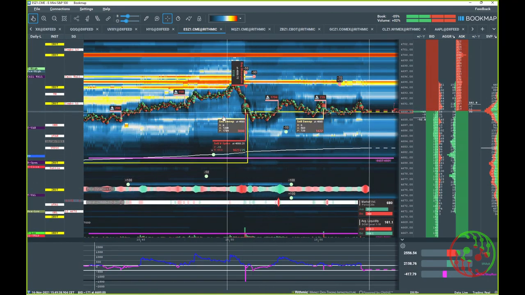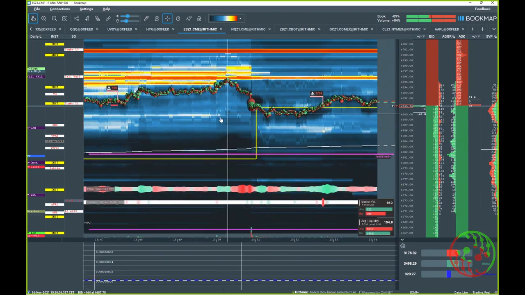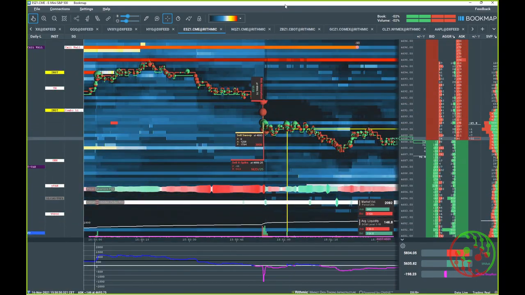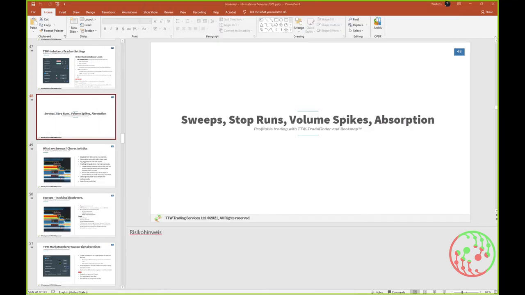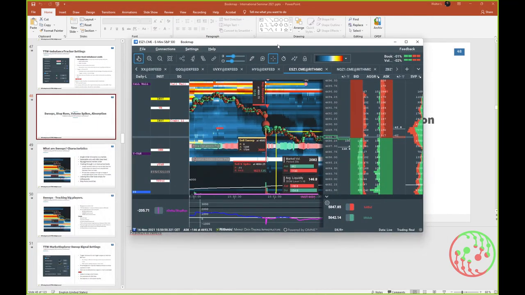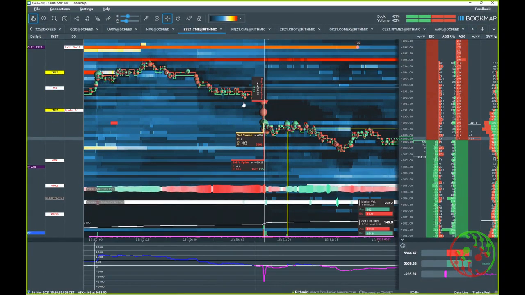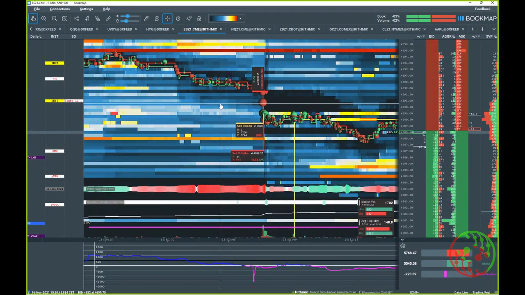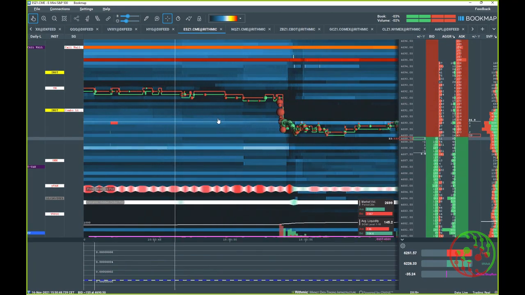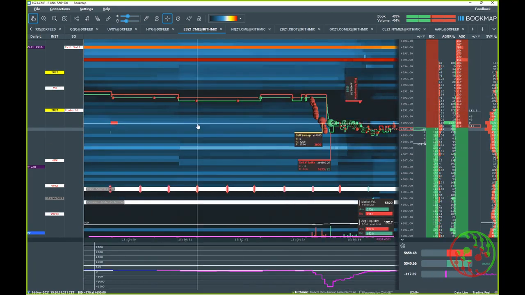Look here, that's the next topic in the documentation. We have had a sweep. Let's have a look at a sweep, real life. So we are in the documentation. We will talk about sweeps, stop runs, volume spikes, a little bit about absorption. I don't want to waste your time here because maybe you are not new to this stuff. If so, please interrupt me, and we will talk about that.